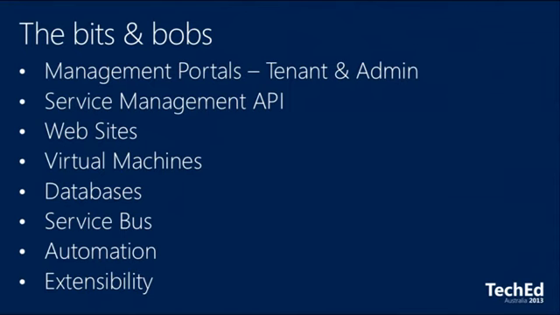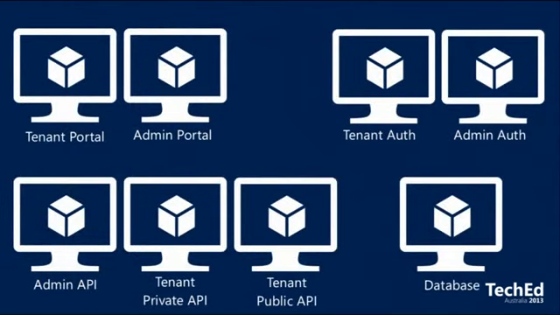But the key bits, I guess, when you look at the Azure Pack core, this is the core of the Azure Pack. These are, I guess, the seven bits of Azure Pack, plus there's SQL database sitting in the back end hanging it all together. So I guess you break it into three different groups. The portals, so there's a tenant portal and the admin portal. The APIs, so there's three different APIs. There's the admin API, the tenant private API, and the tenant public API.